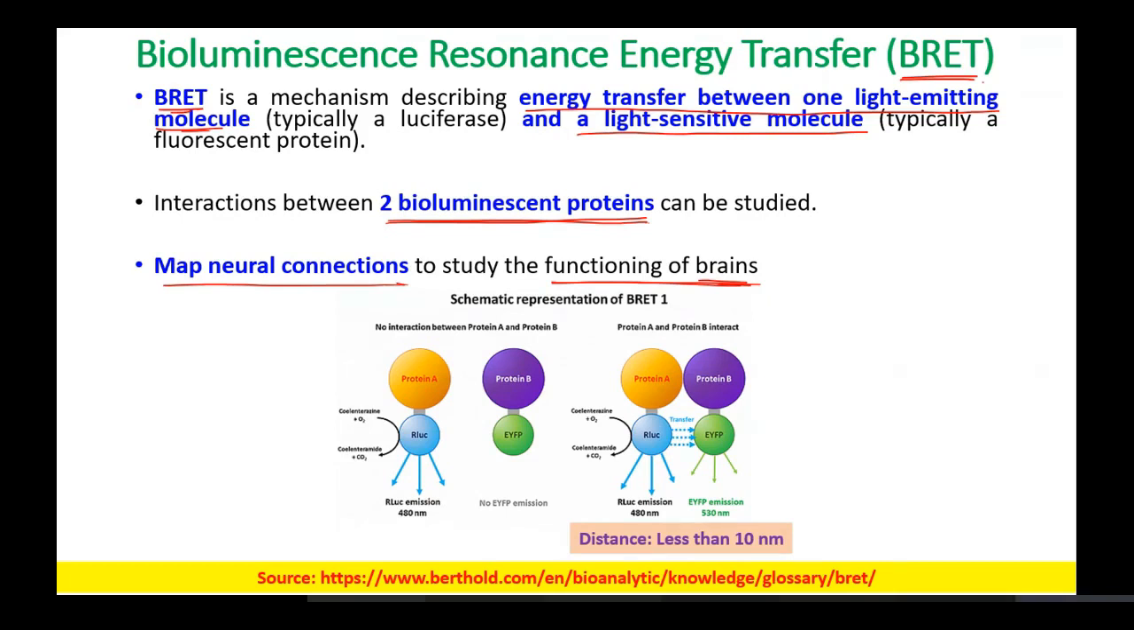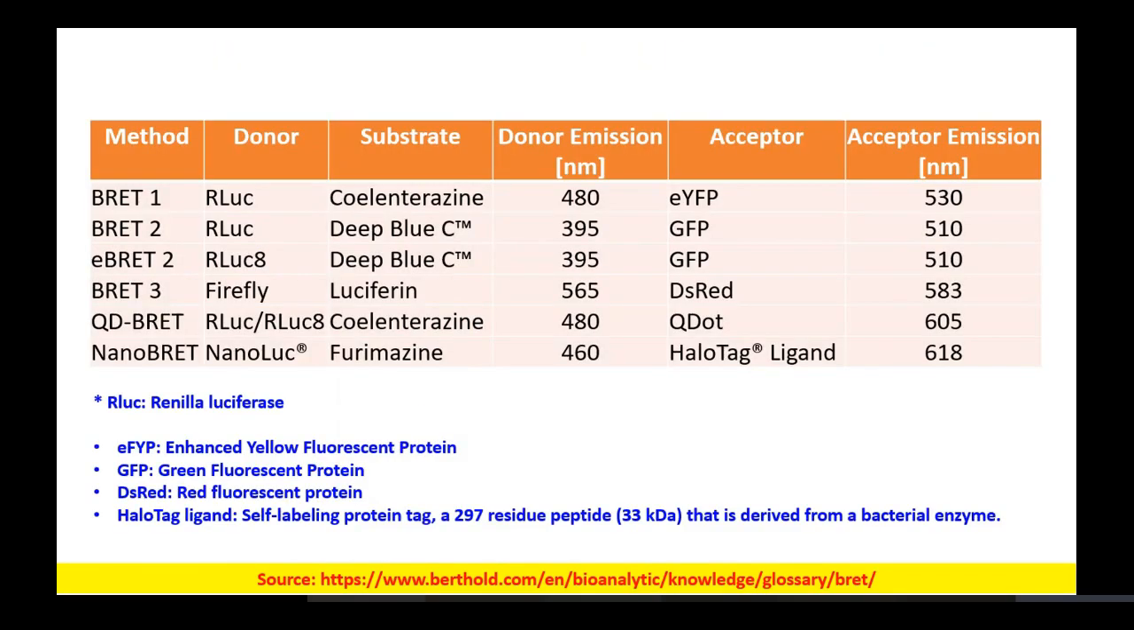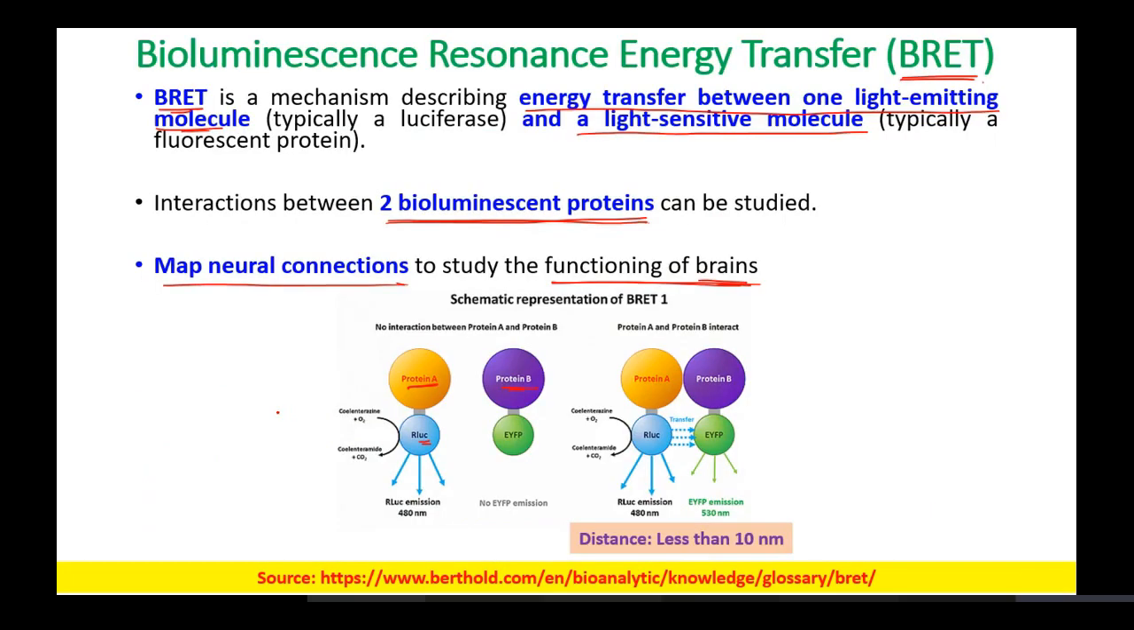If you see, there are two proteins, protein A and protein B. In one of the proteins, you have the luciferin compound which has been conjugated. So it is the donor, right? R-Luc is the Renilla luciferase enzyme, and this enzyme is being conjugated with protein A.